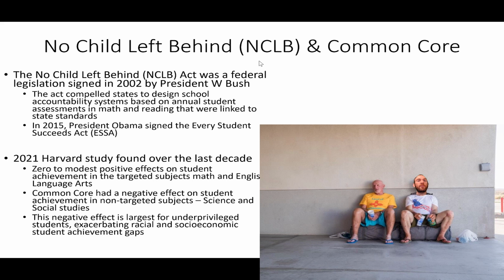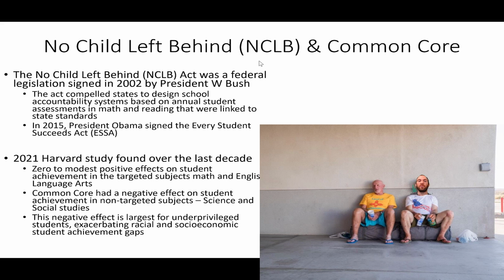A study that I wanted to bring into this course was a 2021 Harvard study. And this came out, I believe, in something like June or July of 2021. The Harvard study found that there are zero to modest positive effects on student achievement in the targeted subjects, math and English language arts. Common Core had a negative effect on student achievement in non-targeted subjects, science and social studies. And this negative effect is largest for underprivileged students, exacerbating racial and socioeconomic student achievement gaps.